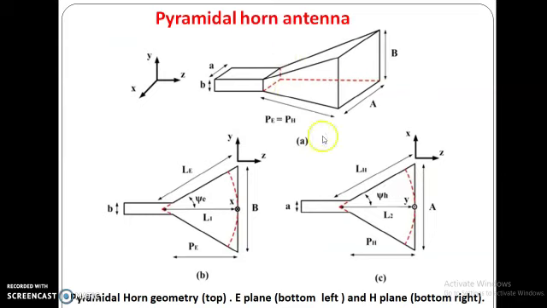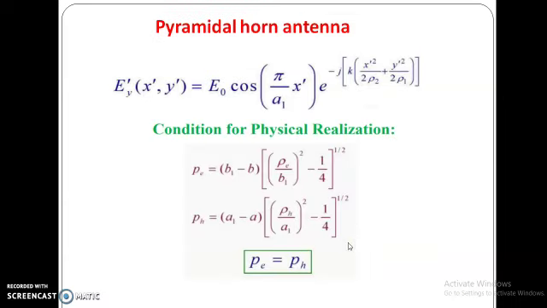This is a pyramidal horn antenna where both planes, the E plane and H plane, are flared out. These are the front views of the E plane and H plane, where PE is equal to PH, because both planes are flared simultaneously.